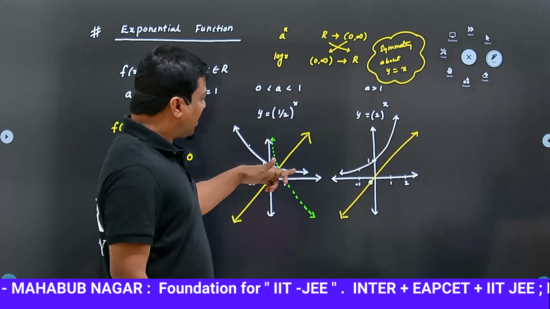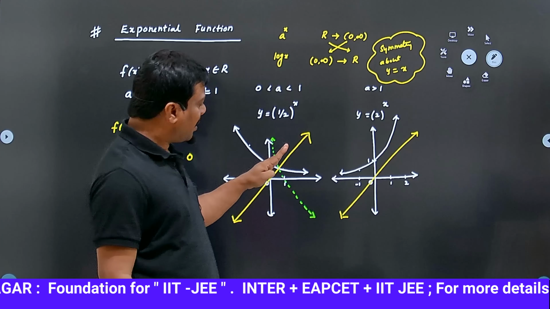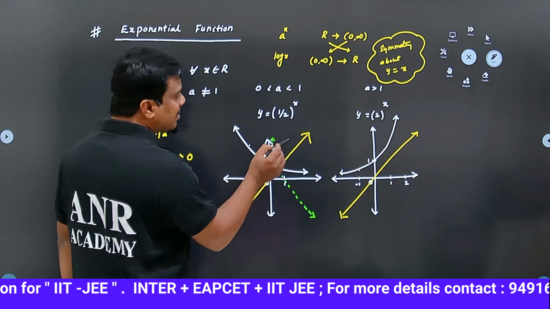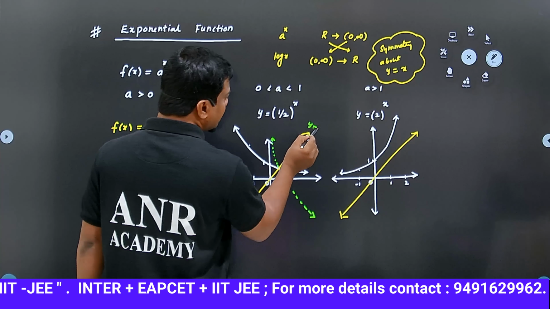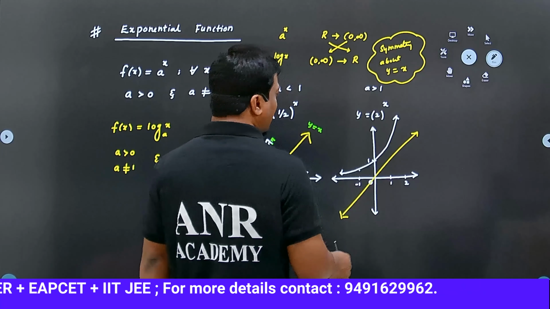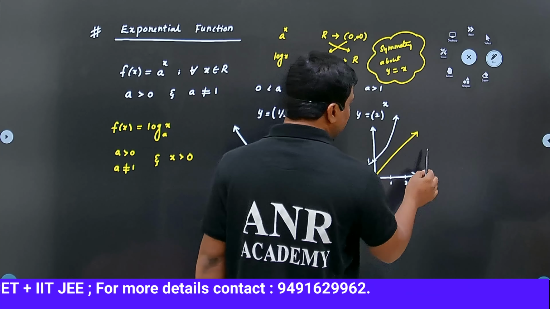White colored exponential, green colored logarithm. And clearly the graph is symmetric about the yellow colored line, that is y equal to x. Next, this is 2 power x, right? Its inverse, log x base 2, the graph exists in this way.